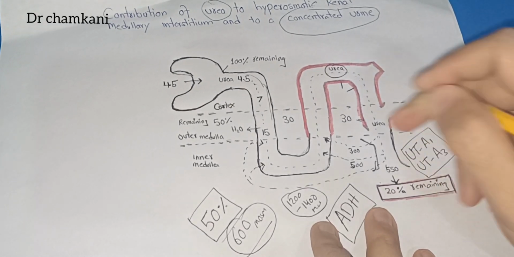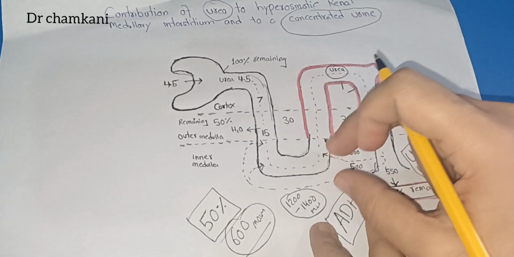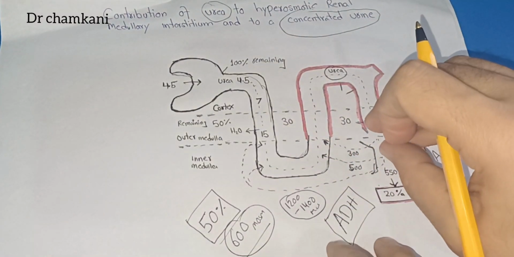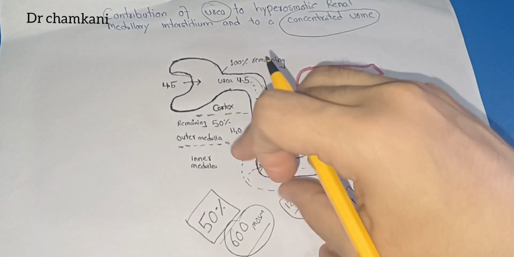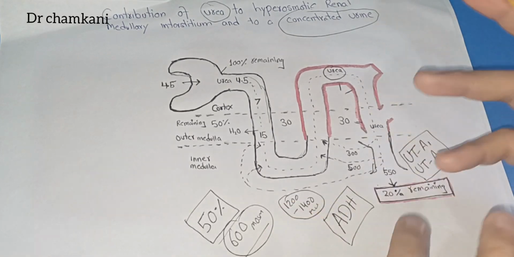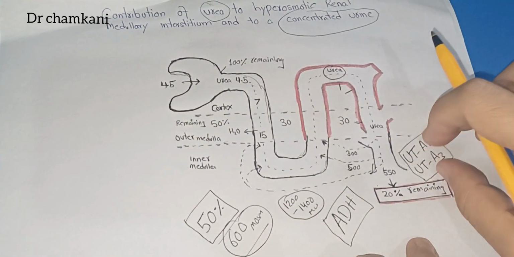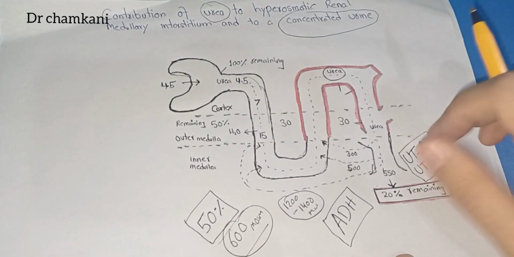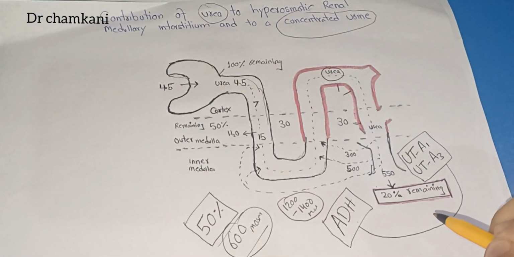These are urea transporters, they are present here, and they help in the reabsorption of urea. When urea starts reabsorbing, it plays its role in hyperosmolarity. It makes this region hyperosmolar. It leads to increasing the osmolarity of the inner medulla. But how do these urea transporters get activated? These urea transporters are activated with the help of antidiuretic hormone.